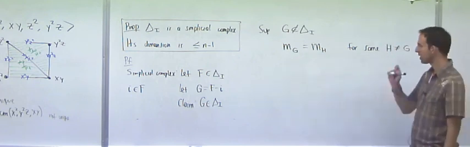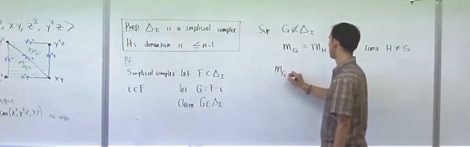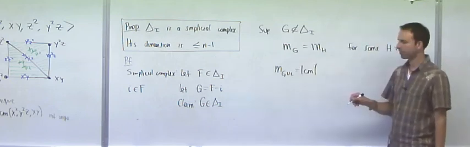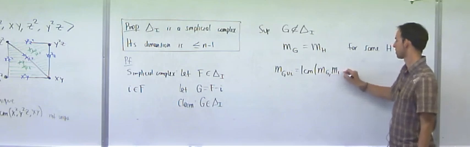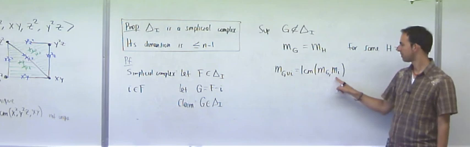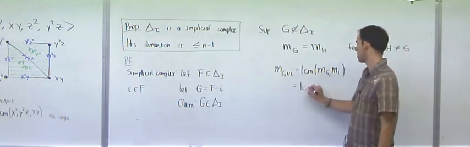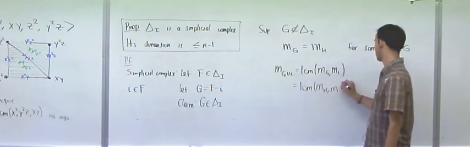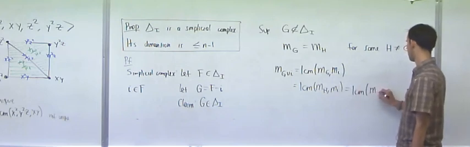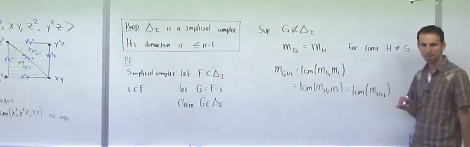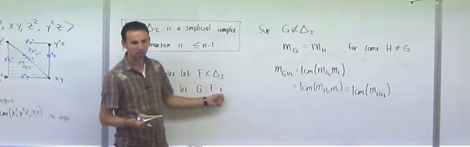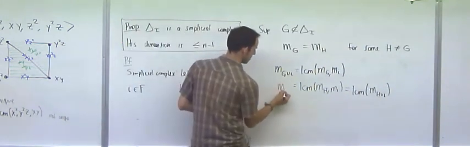But now I'm going to do the following. What is M of G union I? It's the LCM of mg and mi. If I want the LCM of the things in G union I, well, I take the ones in G and I take I. So it's equal to the LCM of mh, mi, because mg is equal to mh, and by the same reason, this is the LCM of mh union I. But what happens here? Well, G was obtained from F by taking out I. So if I add I back in, this is exactly M sub F, right?